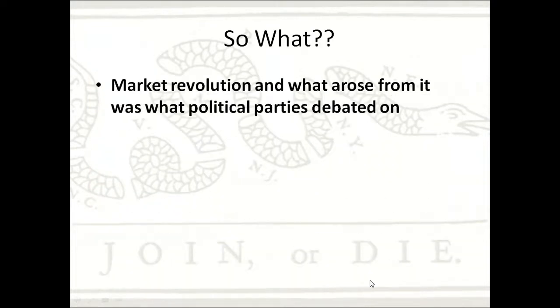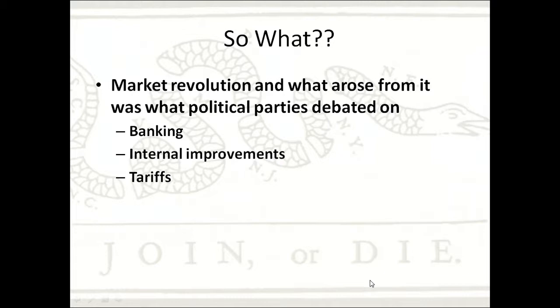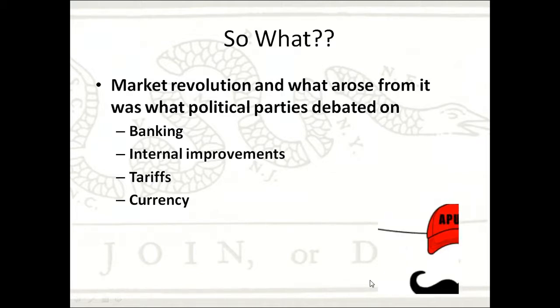So what? Well, you have to realize that the market revolution and what arose from it is what political parties were debating on. So what were they talking about? Well, remind yourself of those issues in the Jacksonian period, things like banking and internal improvements, and who's going to pay for that? Is that a responsibility of the federal government, or should that be the states? Tariffs, currency, all of which collectively really is Henry Clay's American system, right? You mentioned Henry Clay. Somebody's ears are ringing somewhere.